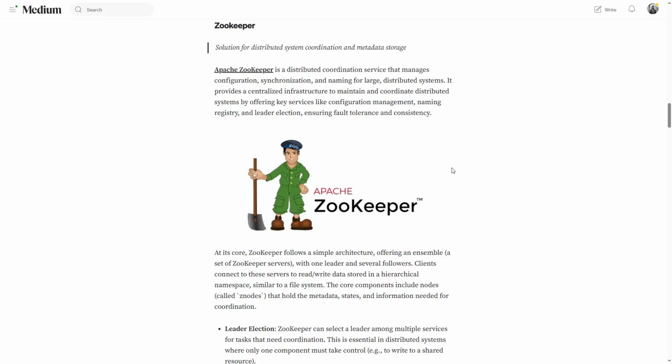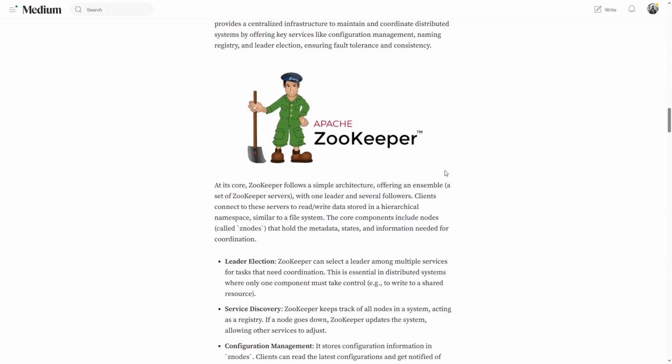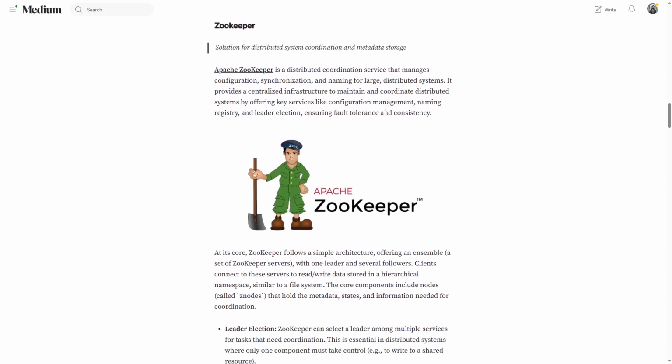Another solution is Apache Zookeeper. This is being used in many of the projects out there in the market. It is used by Ambari. It was used by Cloudera. I'm not sure whether it is currently used by them or not.